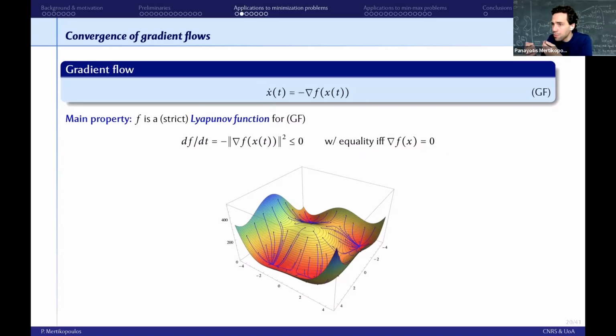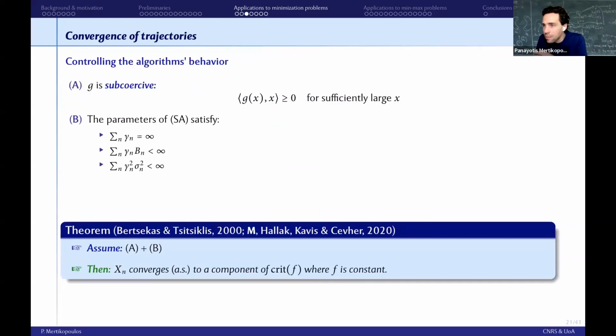And it is thanks to this property that we can get some very strong convergence results for this entire range of algorithms. All right. We need some technical assumptions to do this. The first technical assumption is a structural one and concerns the function G, the vector field G. It is what we call subcoercivity, which basically means that the vector field does not point towards infinity. All right.